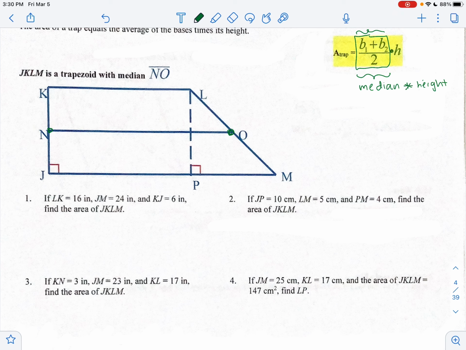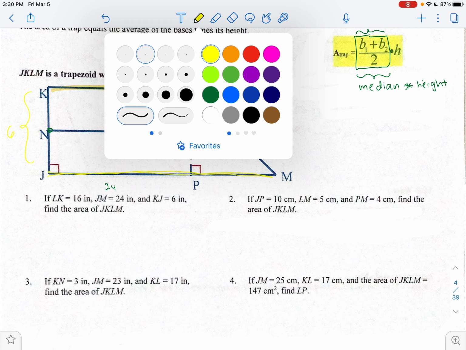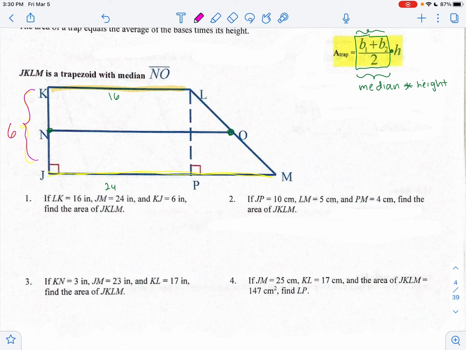Down below here, as we go through these problems, I'll mark off the trapezoid as we go so we can have a nice clean one as I erase to go to the next problem. So if LK is equal to 16, so above here, LK is equal to 16. You've got JM is equal to 24. Now highlight that as well. And KJ is equal to 6. Let's use a different color here. KJ is equal to 6, so that looks like our height.